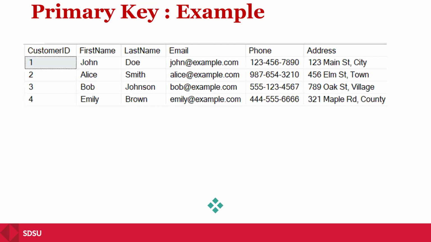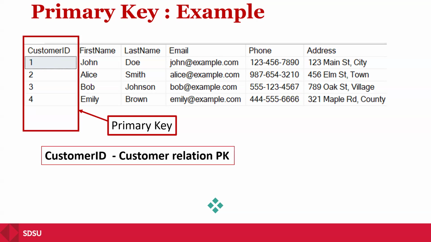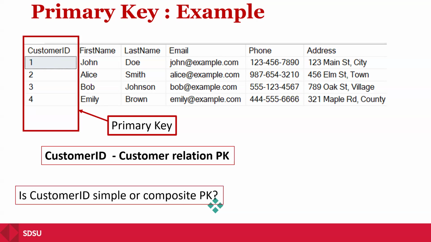Right, so primary keys, for example, in the customer table, we have a primary key customer ID. It's unique, so there are no two customers which have the same customer ID. Now, is customer ID simple or composite? It's simple, right? Because it's only one attribute here, customer ID.